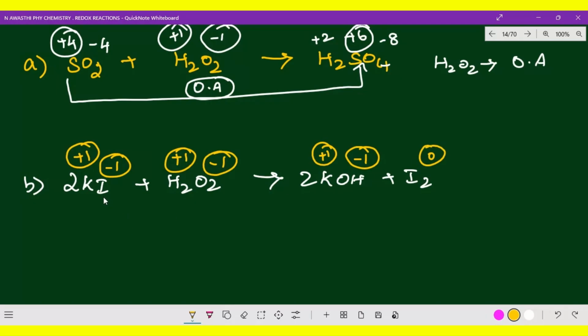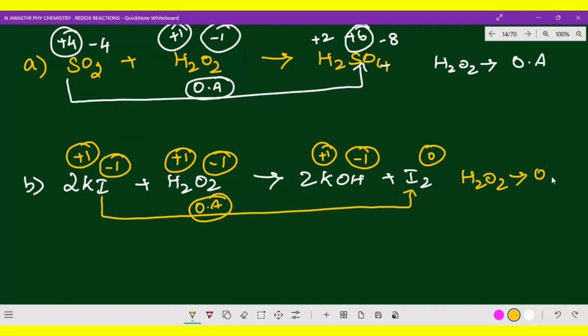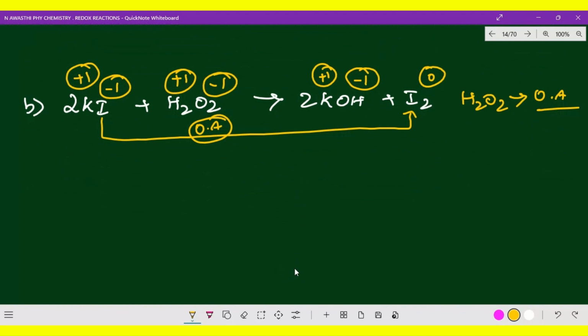So here iodide, -1, is converted to 0. That means here also H2O2 is an oxidizing agent only. It does not act as a reducing agent, but the question asks for H2O2 to be the reducing agent. I hope you got the clarity about oxidizing agent and reducing agent. Oxidizing agents accept one or more electrons. Reducing agents donate one or more electrons. Next one, what is it?